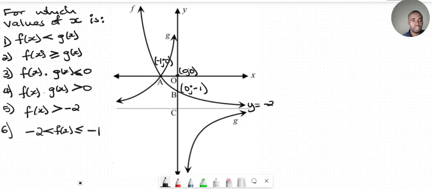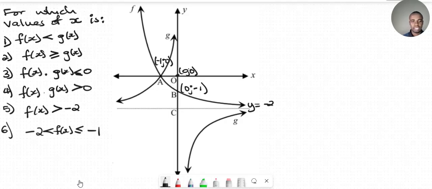Let us solve inequalities graphically. Here I've got two graphs that you can see, or let me say functions. There's a function f, which is an exponential function with an asymptote of -2. There is a function g of x, which is a hyperbolic function with two asymptotes, a horizontal one being -2, and a vertical one being x equals 0.